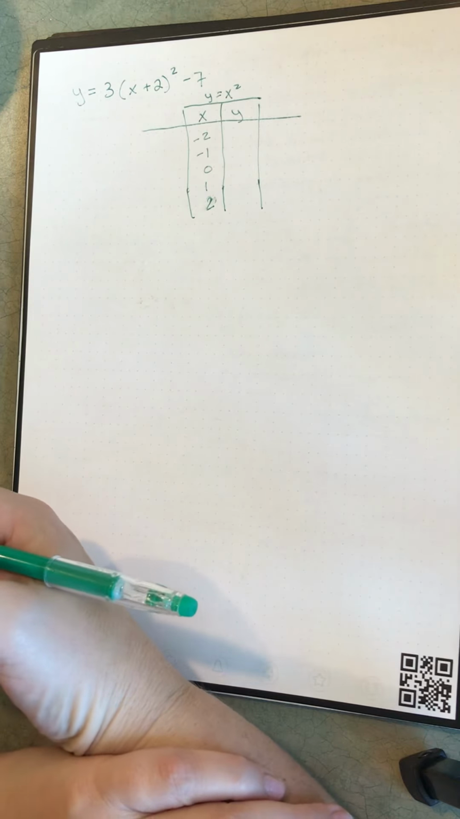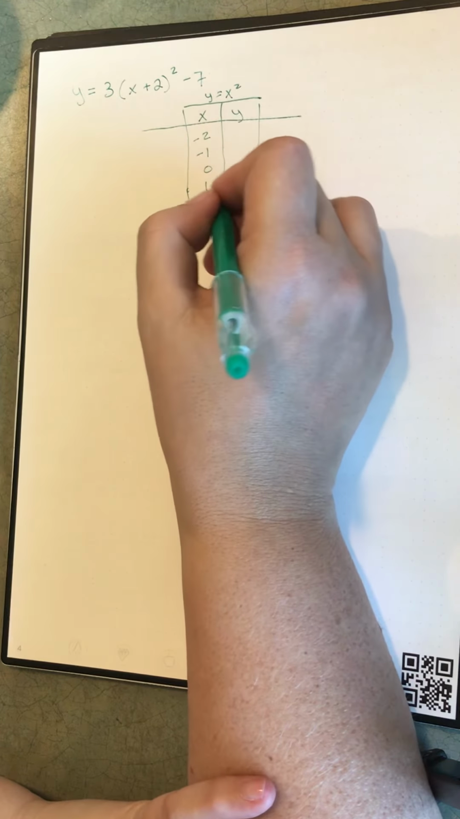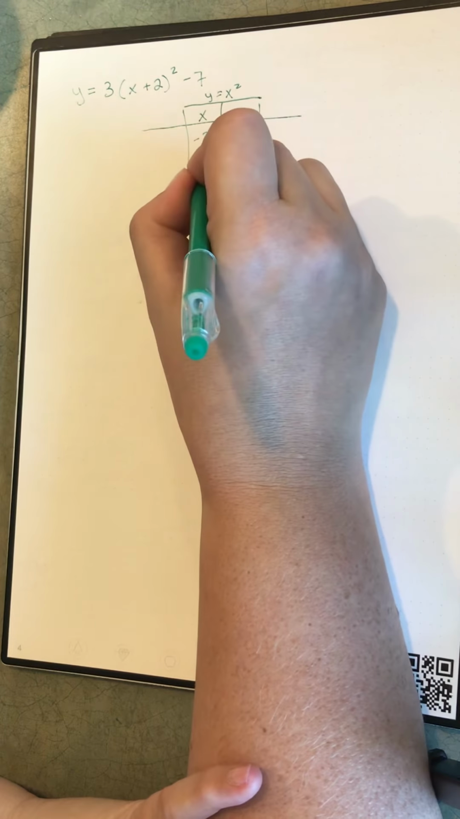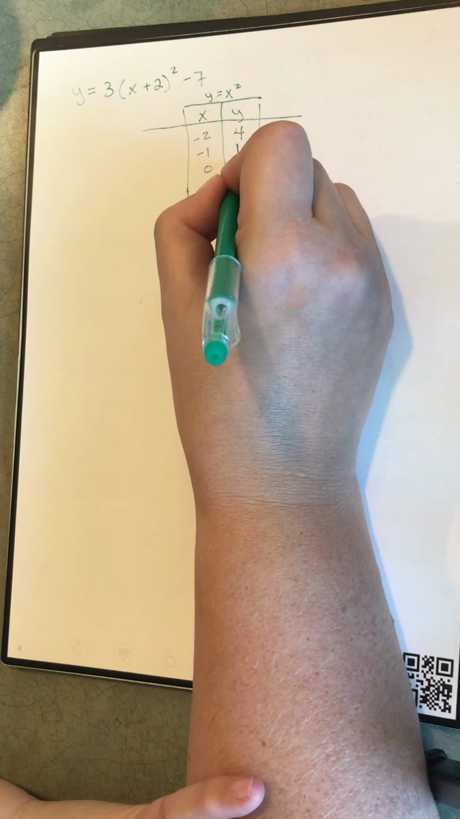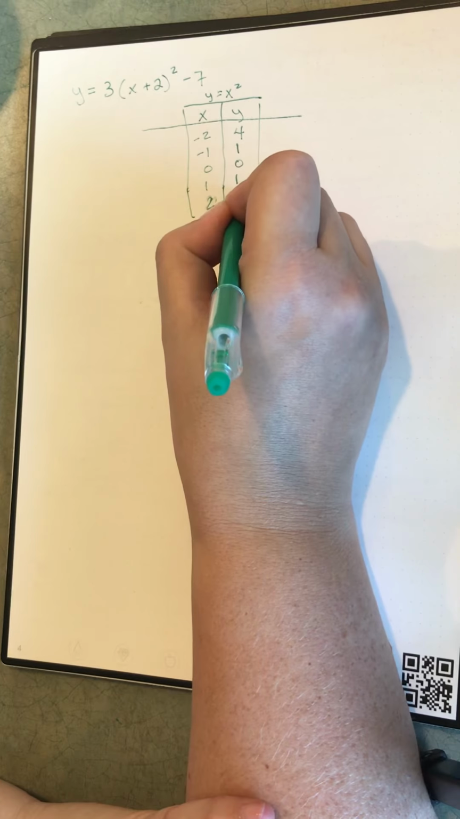I like to just start with the center numbers here. Keep them small and simple. So negative 2 squared is positive 4, negative 1 squared is positive 1, 0 squared is 0, 1 squared is 1, 2 squared is 4.